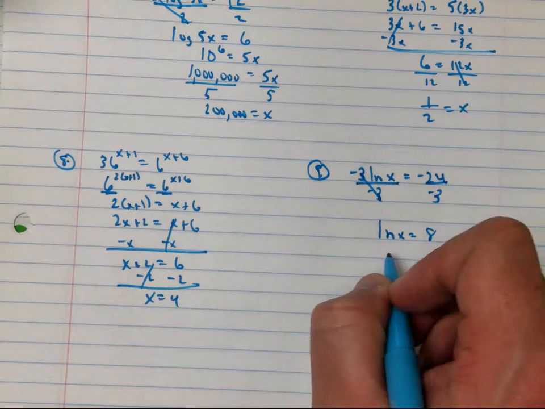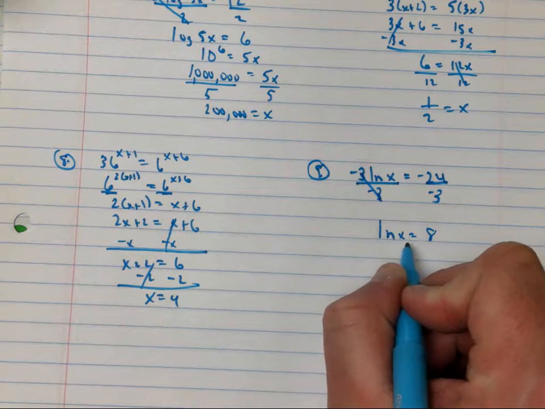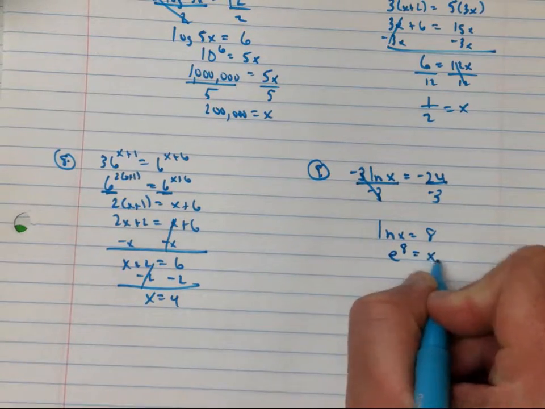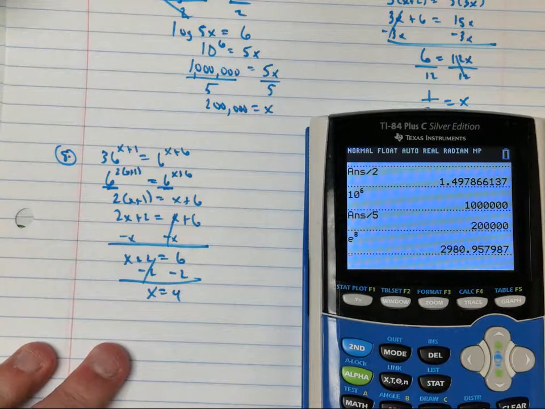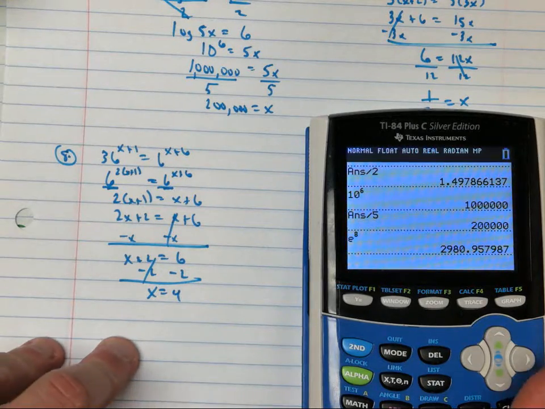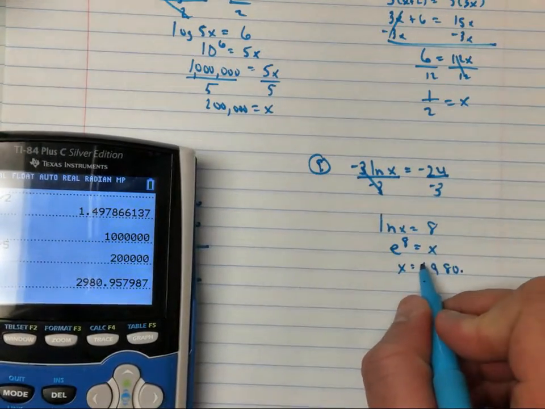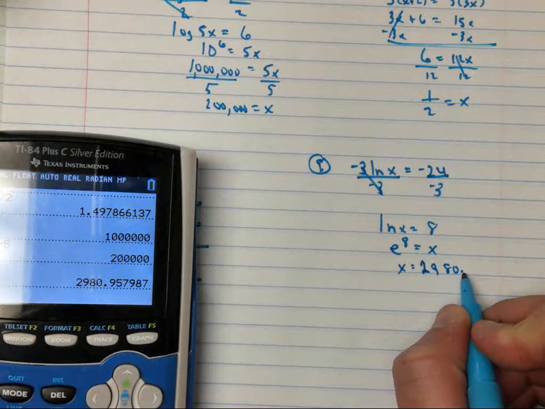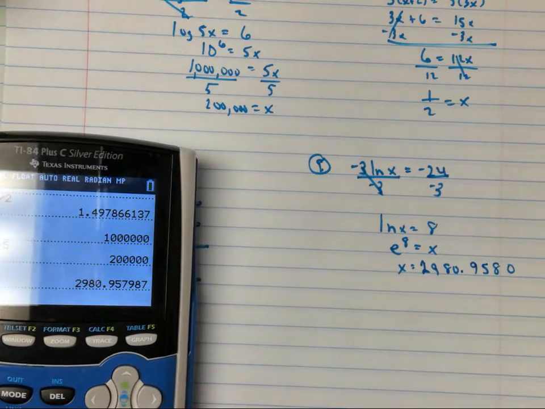Now that this is isolated, you can put it in exponential form. Understood base is e, that's the only base you have in natural log. E raised to the 8 equals x. Well, then I'm going to put that in my calculator. I'm going to do 4 decimal places. So it'll be 2,980.9580. The 8 rounds to 79 up. So x equals 2980.9580.